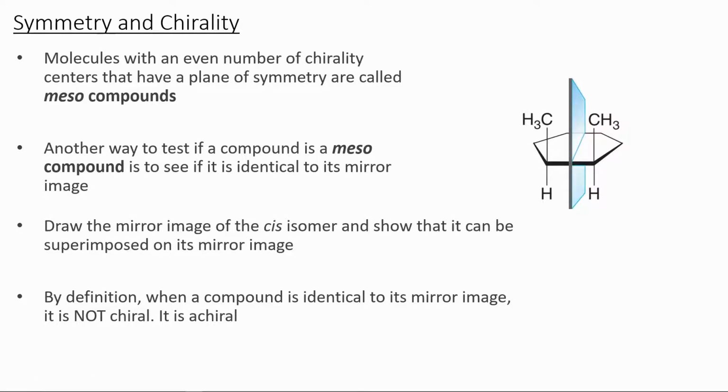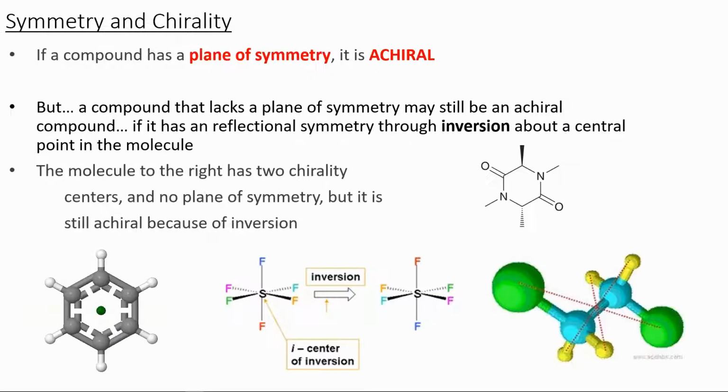If a molecule is identical to its mirror image, then it is not going to be chiral by definition. So if a molecule has a plane of symmetry, it is achiral. If it does not have a plane of symmetry, there are a few other modes of symmetry that might exist. It could still be achiral if it has an inversion point.